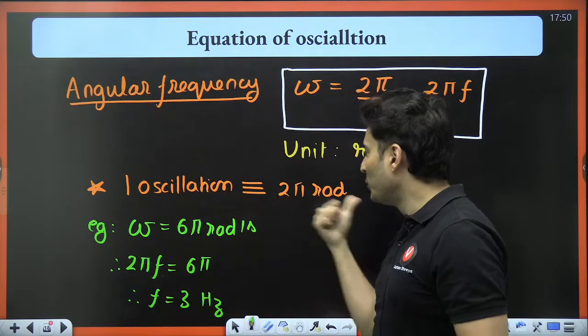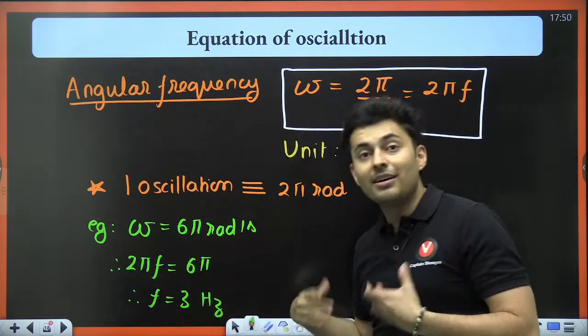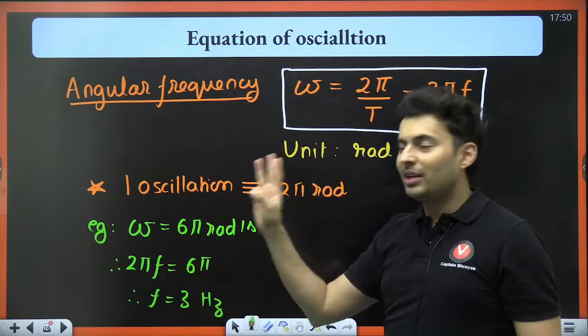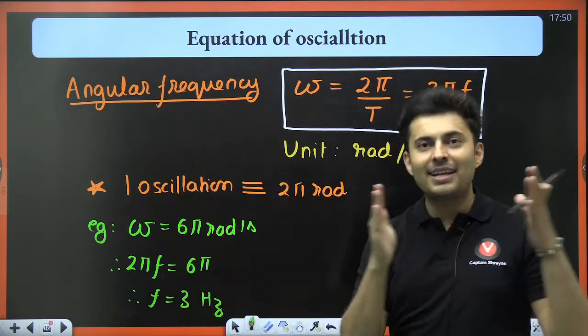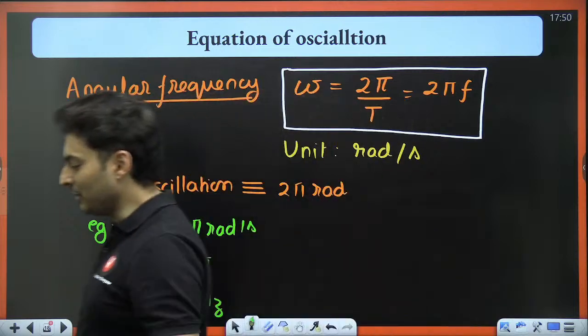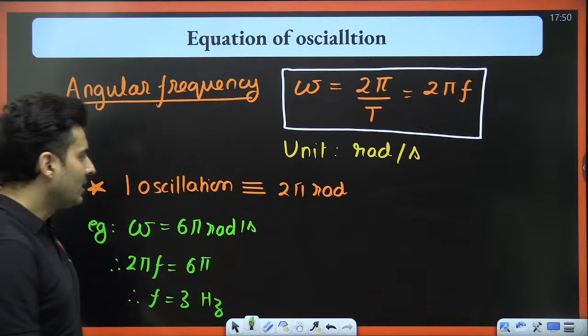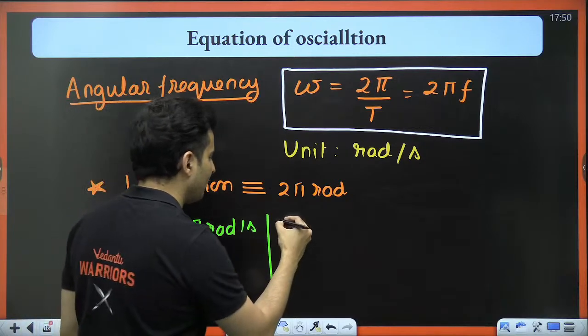One oscillation, 2 pi radians. When I say 3 hertz or 3 oscillations, so 2 pi, 2 pi, 2 pi. So 3 into 2 pi, which is 6 pi radians per second. That's what it means. Is that clear, everybody? Awesome. Similarly, I can give you one more example.